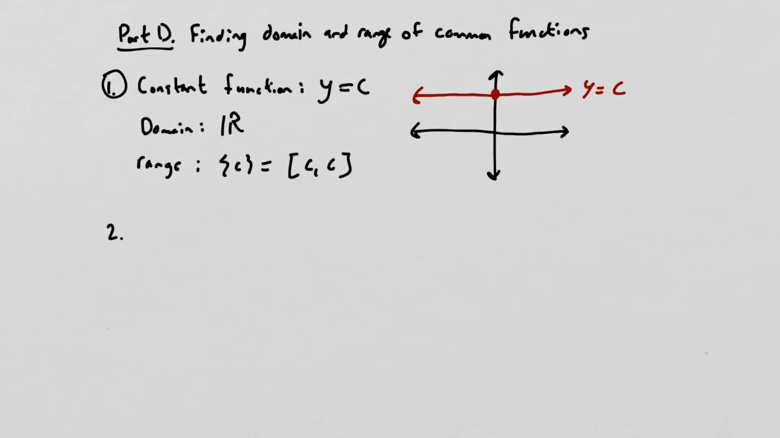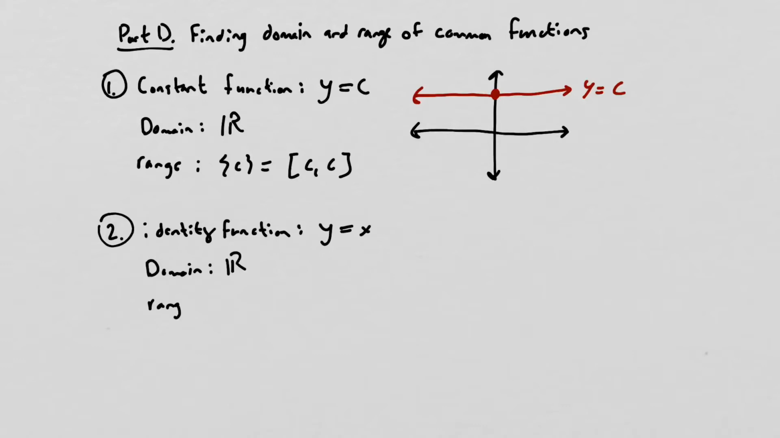All right, the second one that we'll be looking at is called the identity function. This is given by y is equal to x. The domain of this function is again all real numbers, and the range in this case is also all real numbers. The graph of this function is just the graph of the standard line.